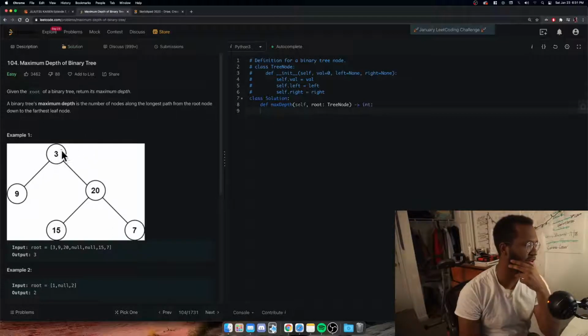What you end up with here is the maximum depth of the left tree is 1, and the maximum depth of the right tree is 3. Then the final question you ask is, which is bigger, 1 or 3? 3, so the maximum depth is 3 here.